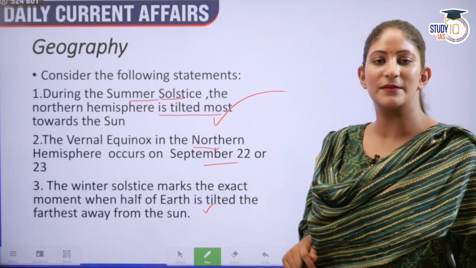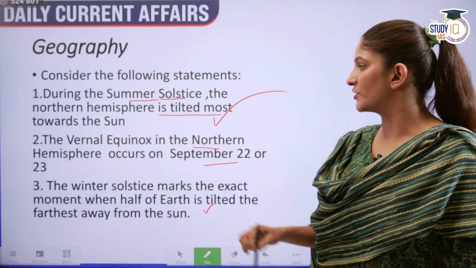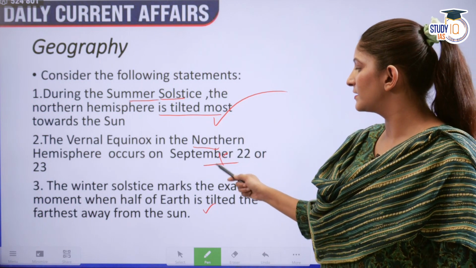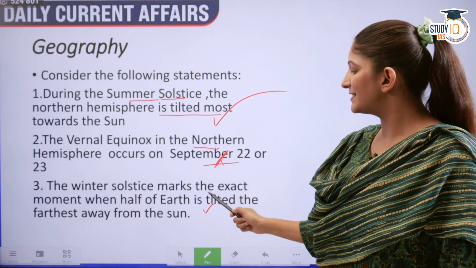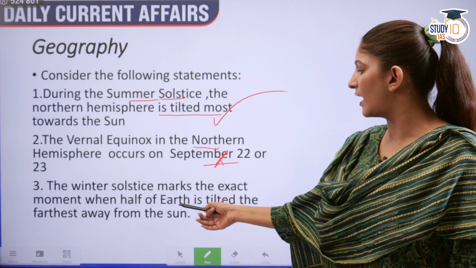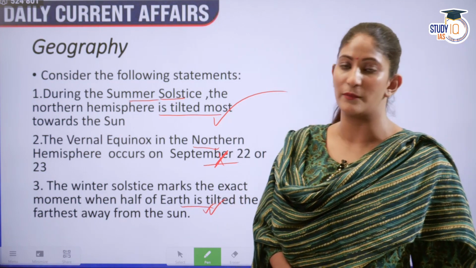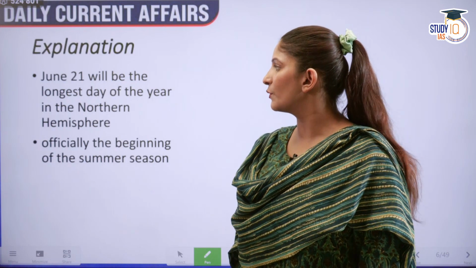Vernal equinox in the northern hemisphere is not observed in September but March. So the second is not correct. We have in September the autumnal equinox. The third statement is definitely correct. The winter solstice marks the exact moment when half of the earth is tilted farthest away from the sun. So first and third are correct, second is not correct, two only will be the correct answer.